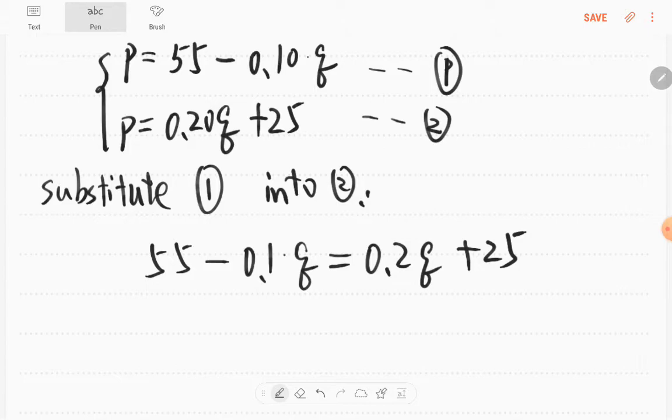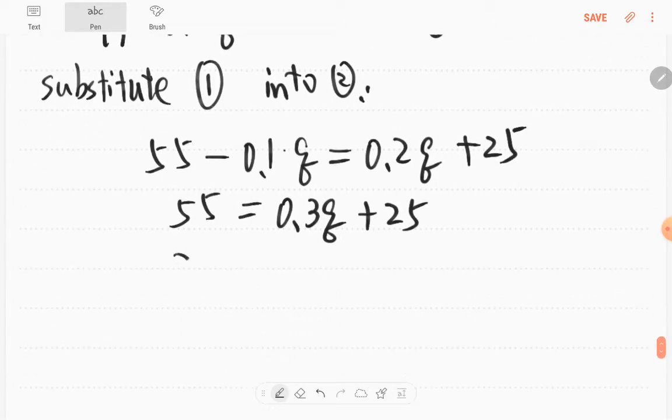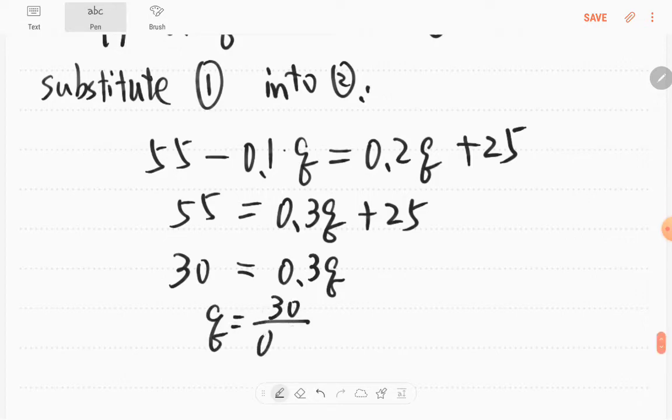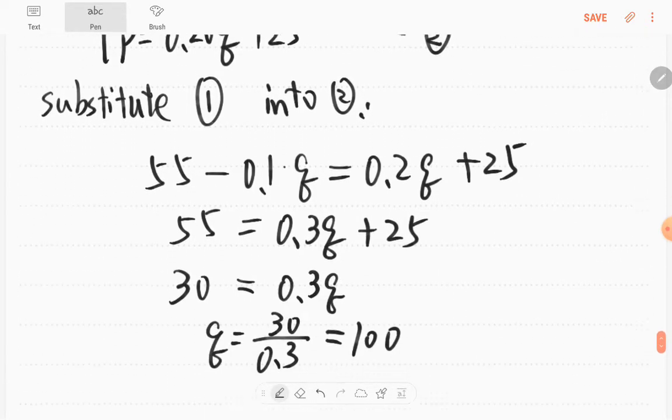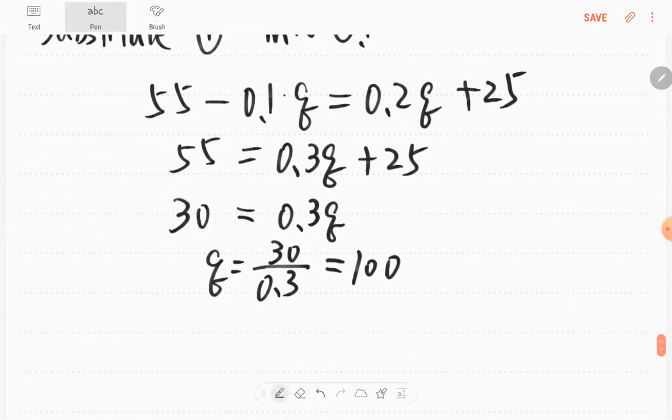So we add 0.1 Q on both sides, and you will have 55 equals 0.3 Q plus 25. We subtract 25, so this would be 30 equals 0.3 times Q. So Q is equal to 30 divided by 0.3, which is 100. So the quantity for the t-shirt is 100.